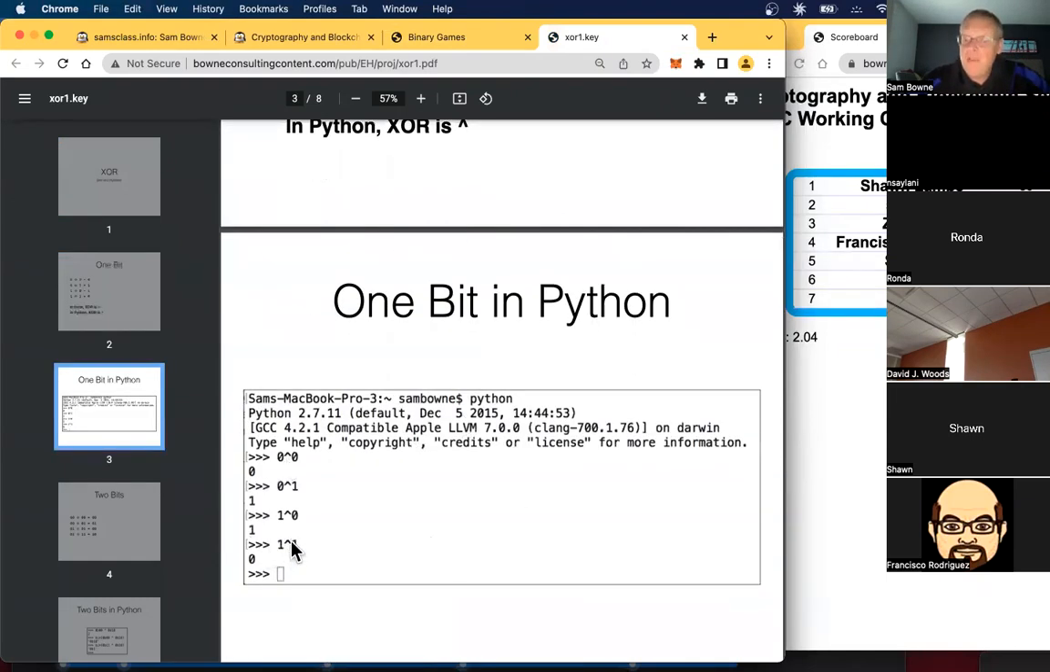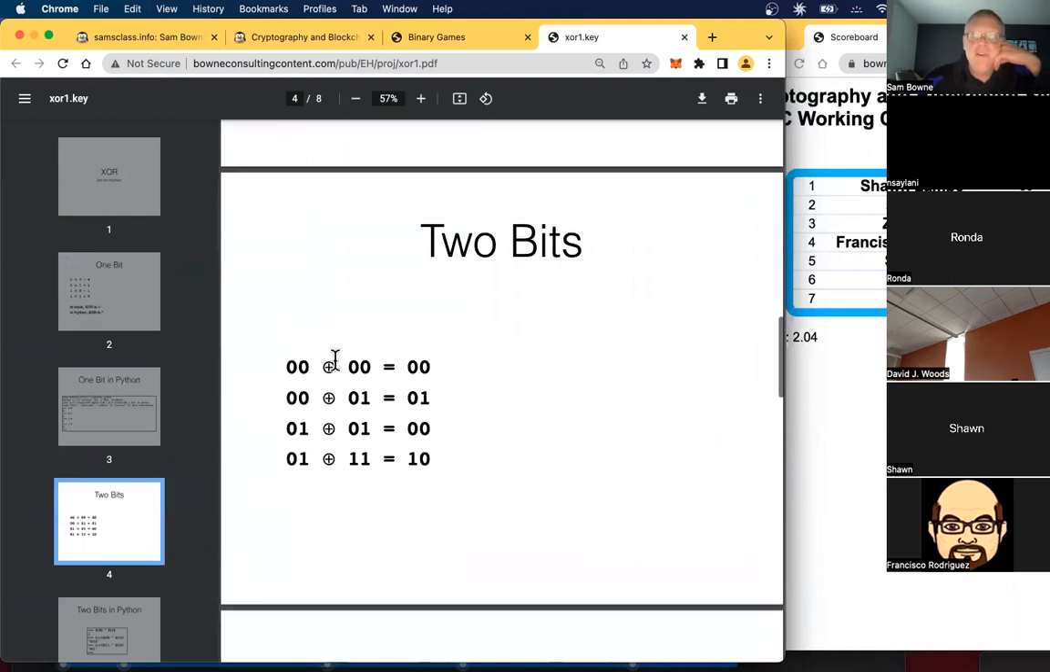So you can do it in Python with the up arrow command, 0 XOR 0, 0 XOR 1. All right, you can do 2 bits. If you do 2 bits, you just do the bits one at a time. So the left bit here is 0, and the left bit here is 0, so the left bit of the result is 0. The right bits are 0, so the right bit is 0. Here, the left bits are both 0, so I get 0. The right bits are 0 and 1, so I get 1. You do the bits individually, doesn't matter how many bits there are.